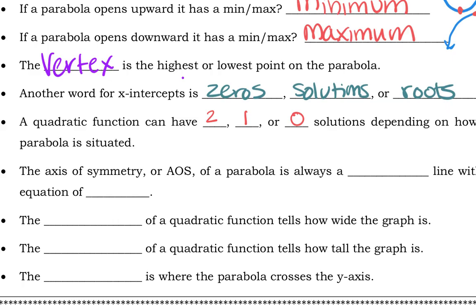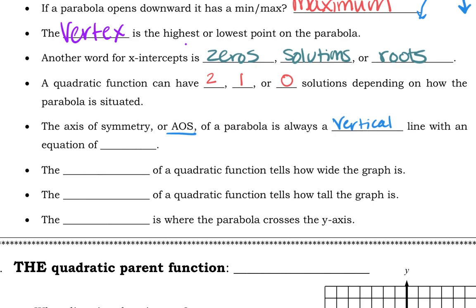All right, the axis of symmetry, the AOS. This is a line that's vertical or horizontal. What do y'all think? It's your vertical line. It's the line that splits your graph directly in half. In this equation, is it always x equals or y equals? Do you remember? It's always x equals, in whatever number that may be.